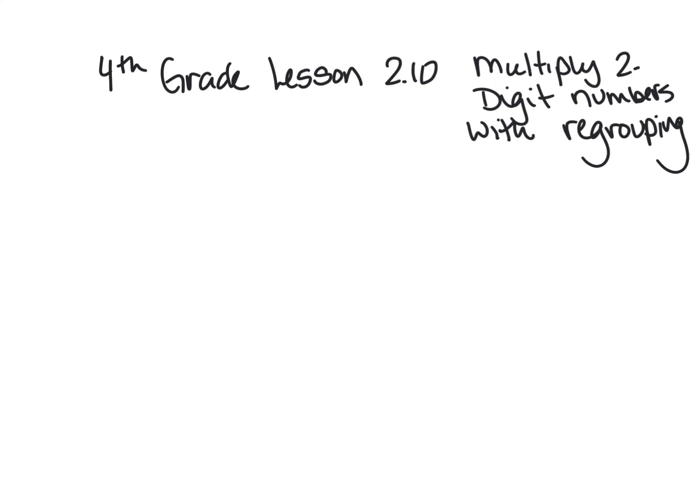Fourth grade lesson 2.10, multiply two-digit numbers with regrouping. And this is the algorithm I was talking about that we were building up to so that you could have all those foundational pieces into place to know why this algorithm works and how this algorithm works. This is the one that you'll use for the remainder of the time, and when you're multiplying with large numbers. It's the algorithm that your parents use when they multiply.